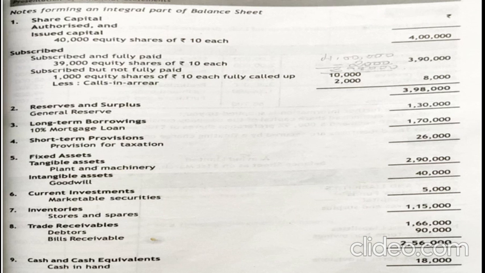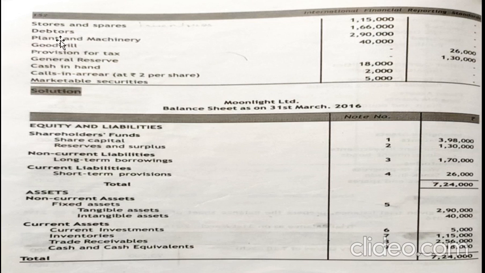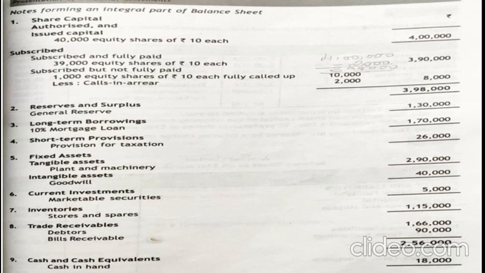So the provision for taxation, which is mentioned in the question, is being taken. Provision for taxation is 26,000. Next we have fixed assets. So our liability items are done.